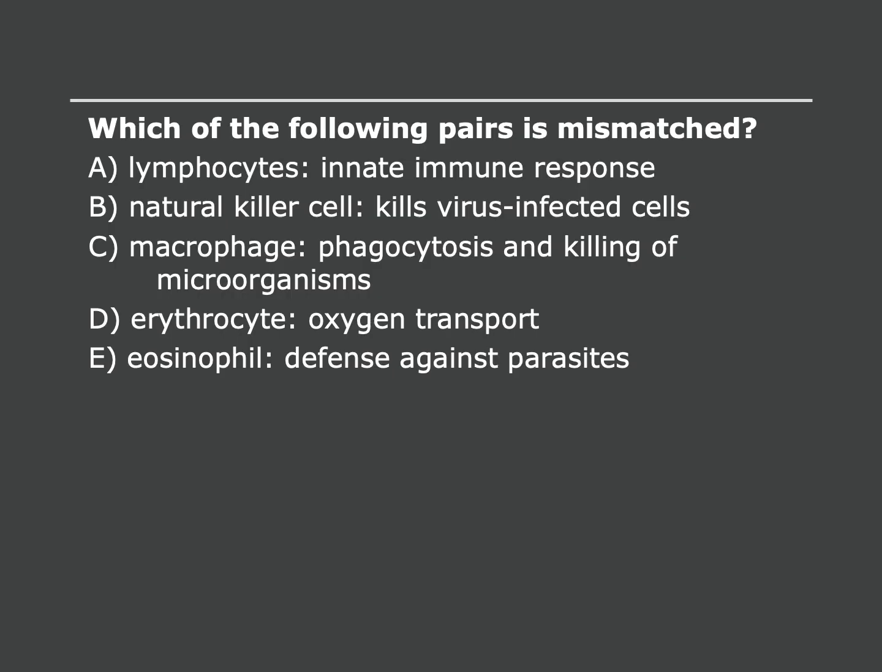So let's think about this. Let's do a clicker question real quick. Which of the following pairs is mismatched? Lymphocytes with innate immune response, natural killer cells with killing virus-infected cells, macrophage with phagocytosis and killing of microorganisms, erythrocyte with oxygen transport, or eosinophil defense against parasites.